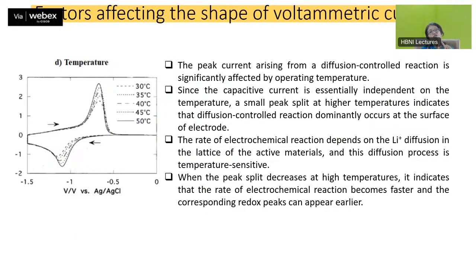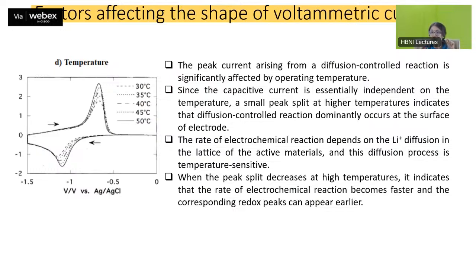Then another factor which is going to affect the shape of your diagram is the temperature. The peak current which arises from a diffusion controlled reaction is significantly affected by operating temperature, whereas those arising from the capacitive contribution are not dependent on temperature. The rate of electrochemical reaction depends on lithium ion diffusion in the lattice of the active materials, and this diffusion process is going to be temperature sensitive.